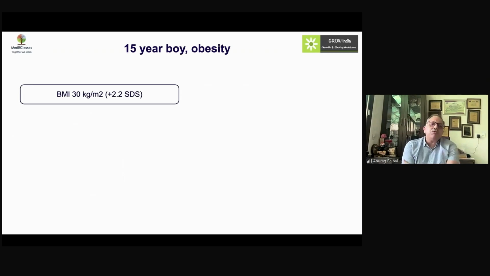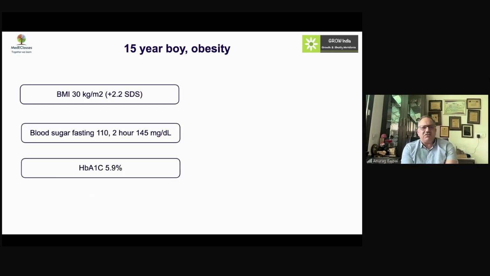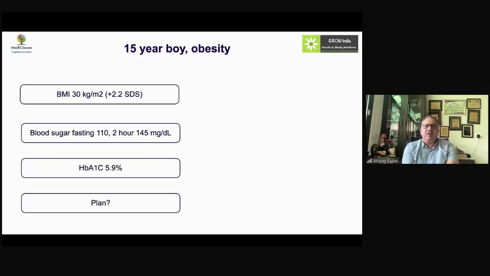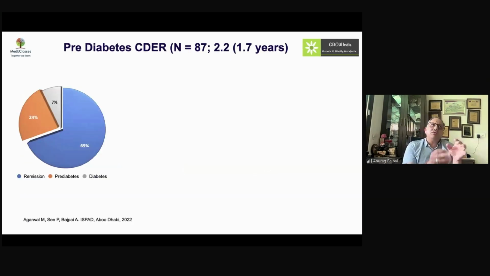We have this child with obesity. He has pre-diabetes. There is mild elevation of fasting and 2-hour value. HbA1c is mildly elevated. What do we do in that perspective? So pre-diabetes in children is a clear-cut entity which can go both ways. This is our study of approximately 2-year follow-up, and what we see is that many of them remit, but there is also a chance of progression.